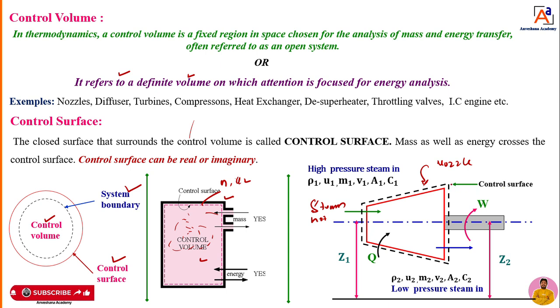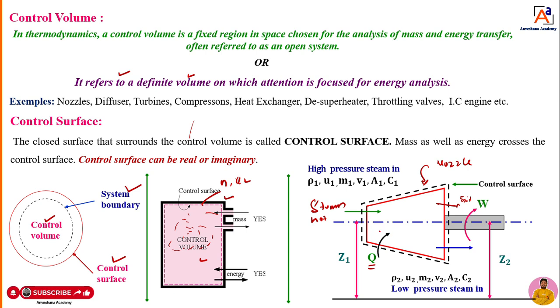Dear students, assume that if there is no control system, then what will happen? The steam is entering and it is exiting here now. But with the help of this steam entering and exiting, is it possible for me to calculate how much amount of heat is getting transferred here now? How much heat transfer is represented by Q? Is it possible for me to calculate the Q without this control surface? No. If there is no control surface, there is no control volume.